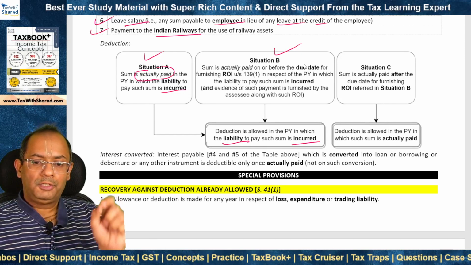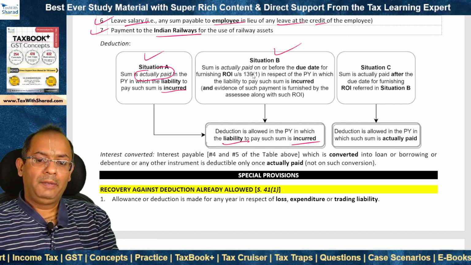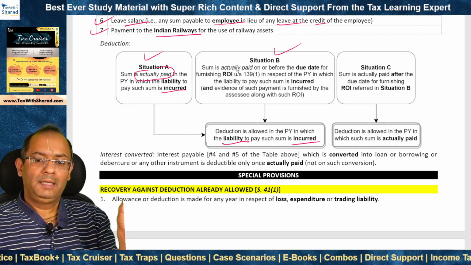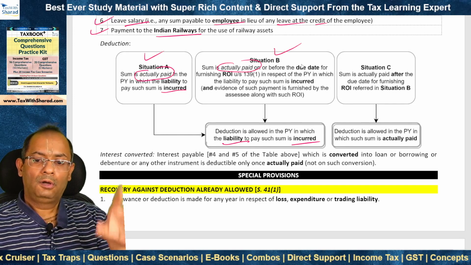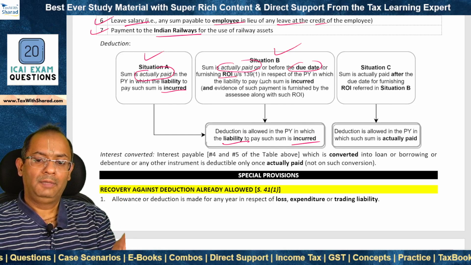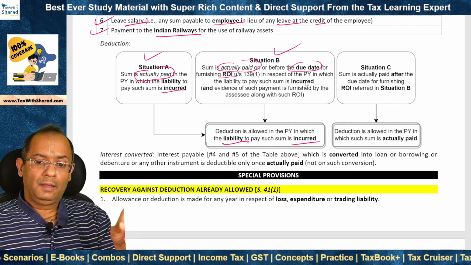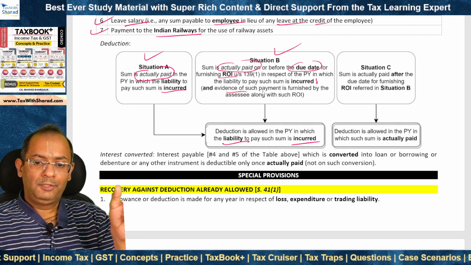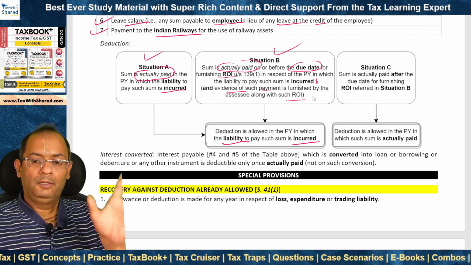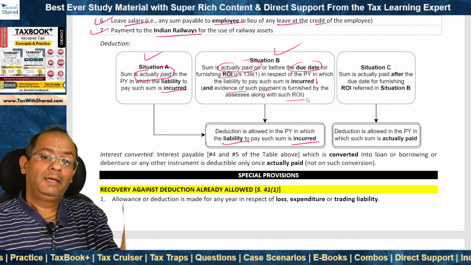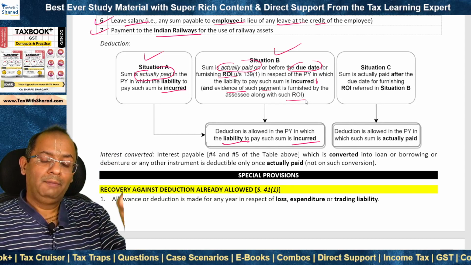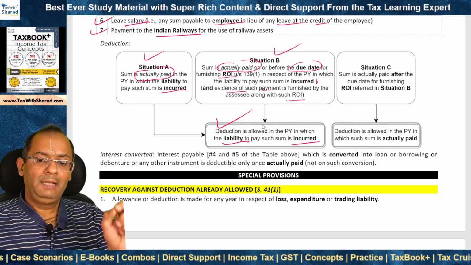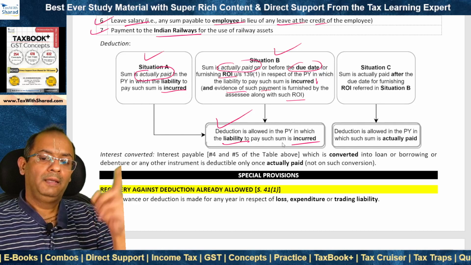The problem arises in situation B, where the sum is not actually paid within the same previous year. But deduction is still allowed in the same previous year if the sum has been actually paid on or before the due date for furnishing return of income under section 139(1) in respect of such previous year. And the further condition is that the evidence of such payment should be furnished by the assessee along with the return of income. So although the sum is not actually paid in the year in which liability is incurred, if it is paid till the due date of furnishing ROI, even then the effect remains the same, that deduction is allowed in the relevant previous year in which the sum became due.